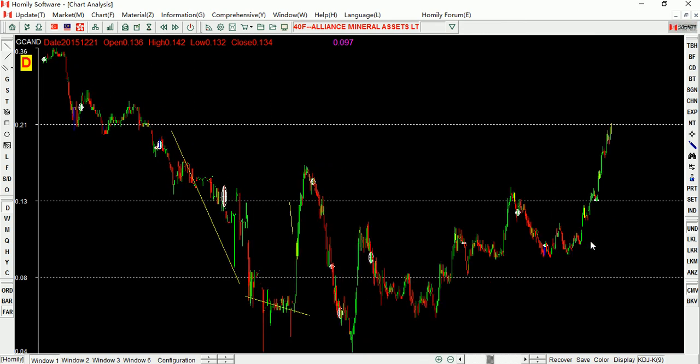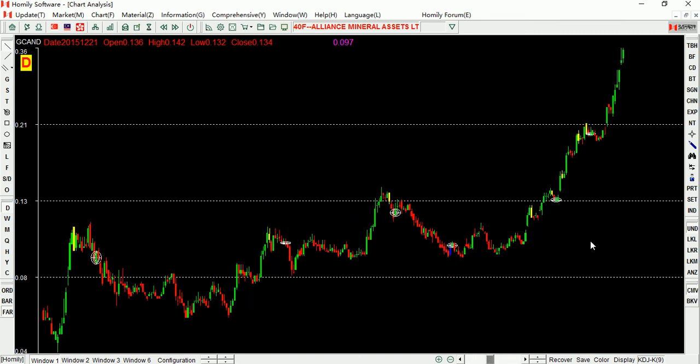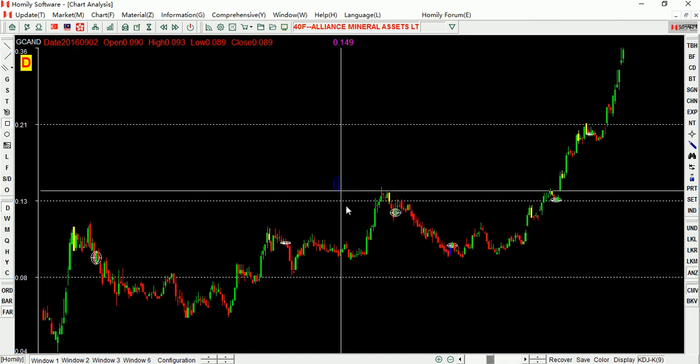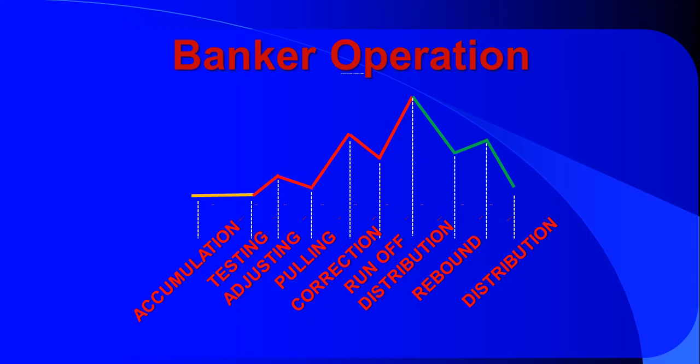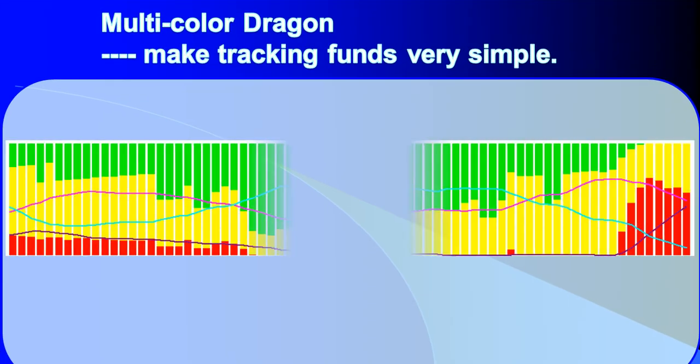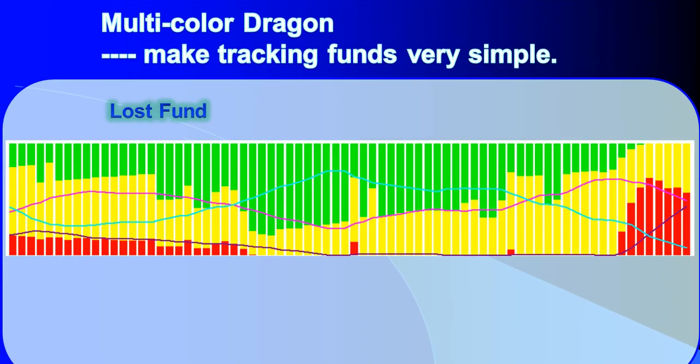So we can see here how to know that this stock is good or not. Then we see here and how to judge it. So we can use multicolor dragon. Make tracking funds very simple.